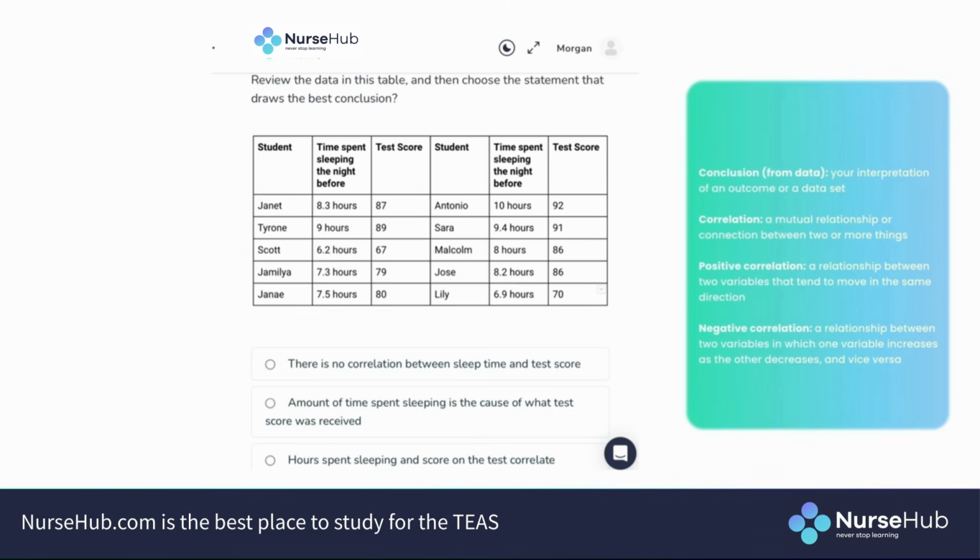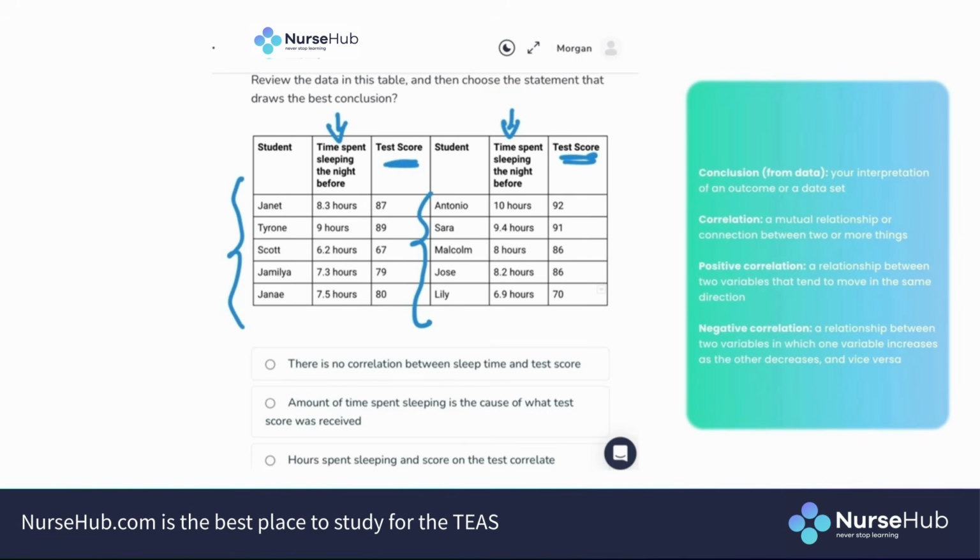What I have is a whole bunch of students, right? We have 5 students. We have the time that they spent sleeping the night before. The night before what? Oh, they have test scores, so presumably the night before a test. Here are all of their respective scores. And then, oh, here are some more students. This is an interesting format for a table, right? So I'm learning something here. We have some more students, 5 more. We have the time they spent sleeping the night before, and we also have their test scores.